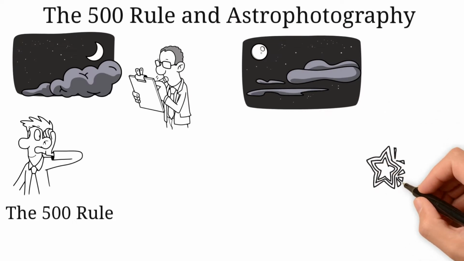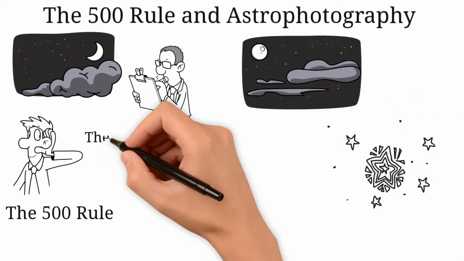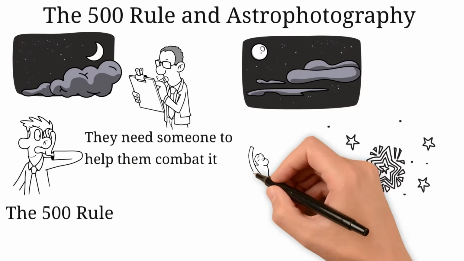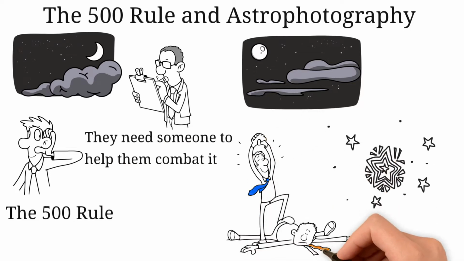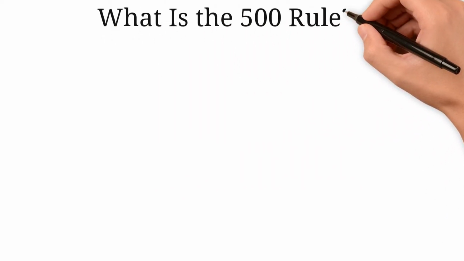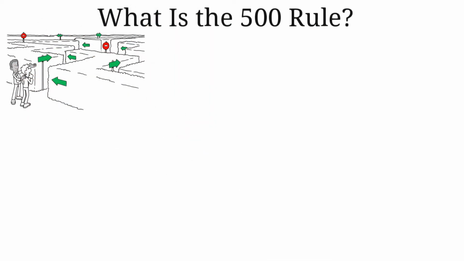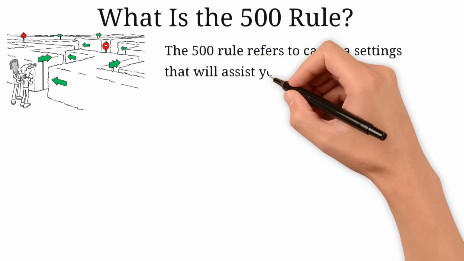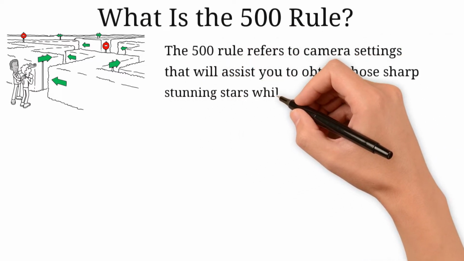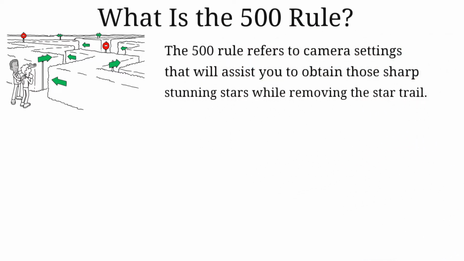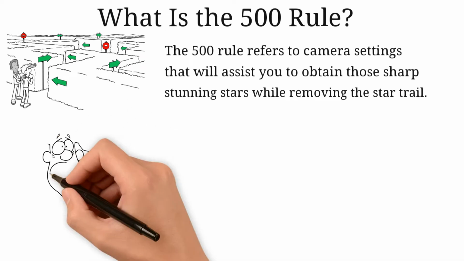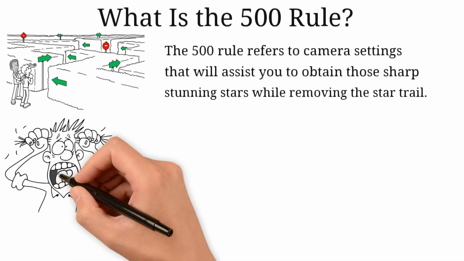Star trailing is the sworn enemy of astrophotographers. They need someone to help them combat it, and that's when the 500 Rule comes to their rescue. What is the 500 Rule? I don't want to make this any more complicated than it already is, but the 500 Rule refers to camera settings that will assist you to obtain those sharp, stunning stars while removing the star trail. Star trail is very common and annoying at the same time.